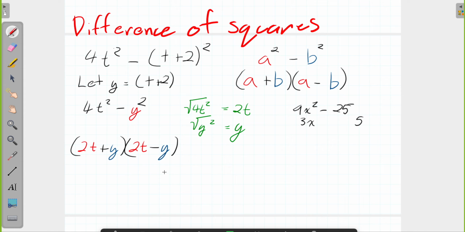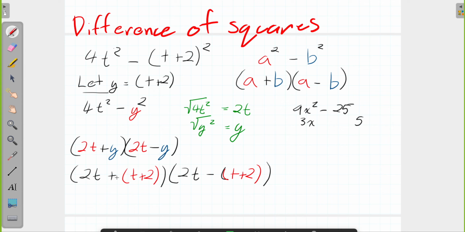But in this case, we're not technically done, because remember we had that let statement? We need to substitute t plus 2 for that y value again. So there's a little extra work. I'm going to write it in red. y is now going to be t plus 2. All this means is we have to do a little extra simplification at the very end. It's not a huge deal. 2t plus t plus 2, and 2t subtract t plus 2, which we'll do in red to show that we've substituted in for y.